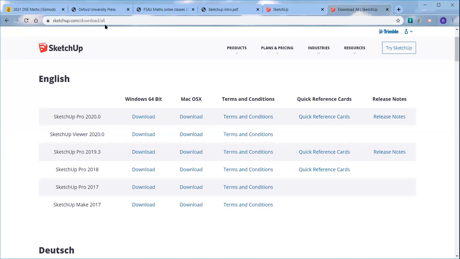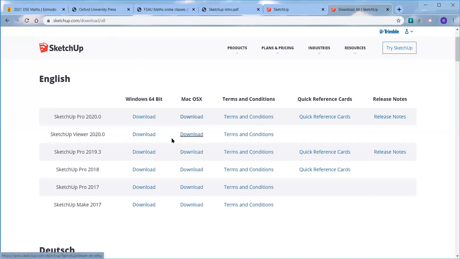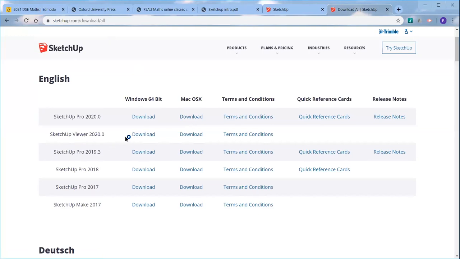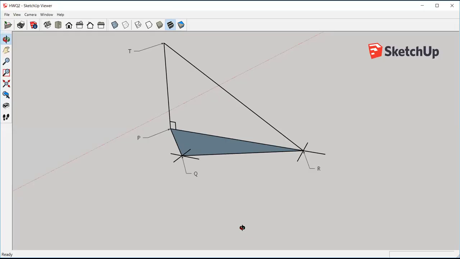The website is sketchup.com/download/all. Depends on where you are running, Mac or Windows. There's no iPad version, sadly. Go download the SketchUp Viewer. So let me switch to the SketchUp Viewer. Now, do you see it?